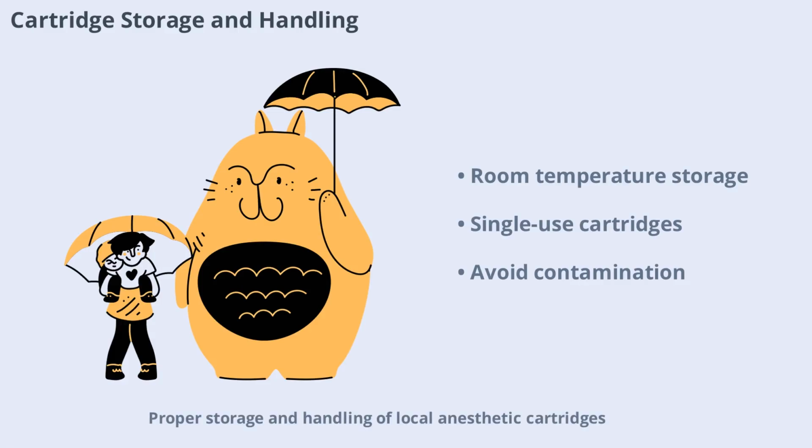Proper storage and handling of local anesthetic cartridges are essential to prevent contamination and ensure efficacy. Cartridges should be stored at room temperature and handled with clean, dry hands. Avoiding contact with non-sterile surfaces and using each cartridge only once reduces the risk of infection and adverse reactions.